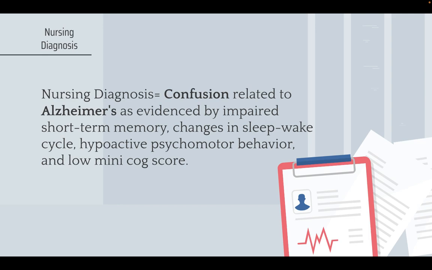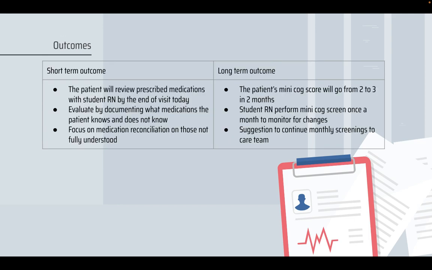This diagnosis is important to my client because dementia affects all aspects of life and health. Impaired short-term memory can lead to accidents in medication administration or insulin administration, especially with his type 2 diabetes diagnosis. Next, I will talk about the outcomes.